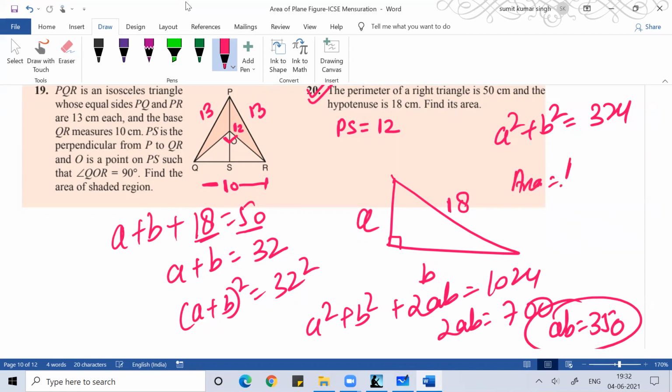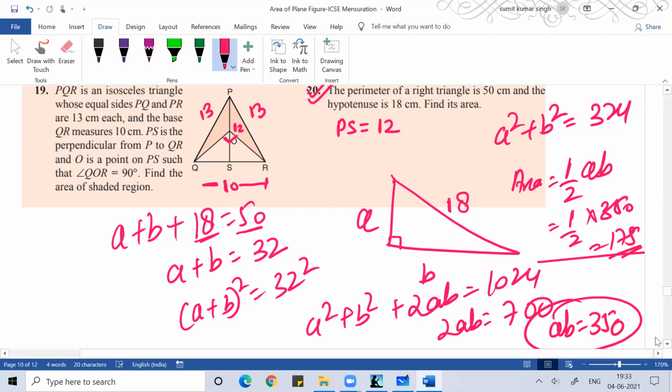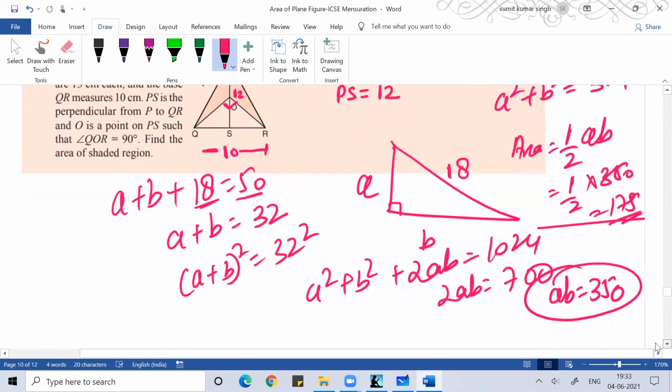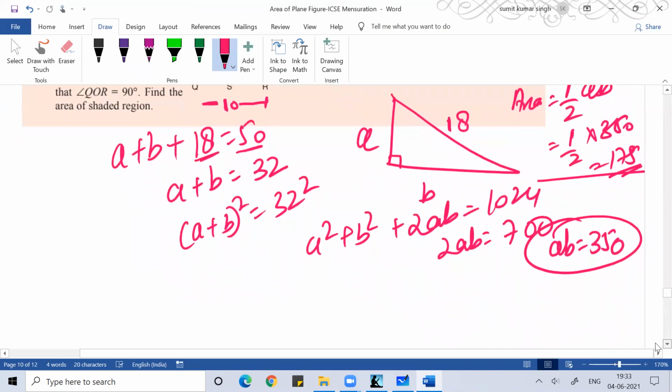What is the area formula of a triangle? Half into base into height, so half into A into B, which is half into 350. So 2AB is 700, AB is 350, and you get 175.